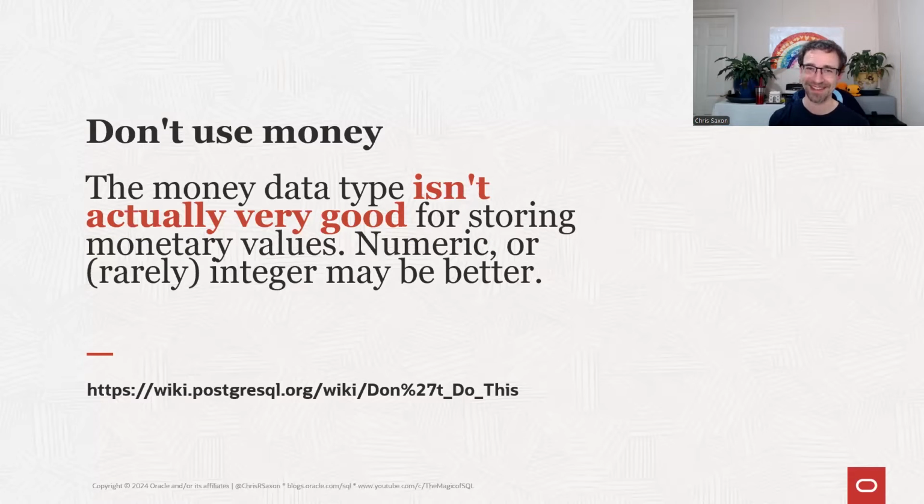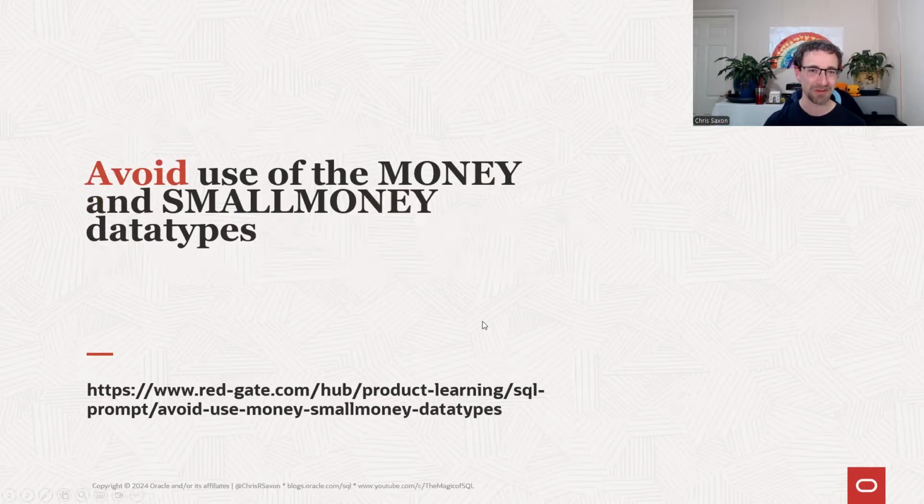So Postgres actually has a money data type, but you'll very quickly find a lot of articles and advice saying you should avoid it. Similarly, SQL Server has a money data type. People saying avoid using these data types. It's like, well, we've got these types. Why avoid using them?